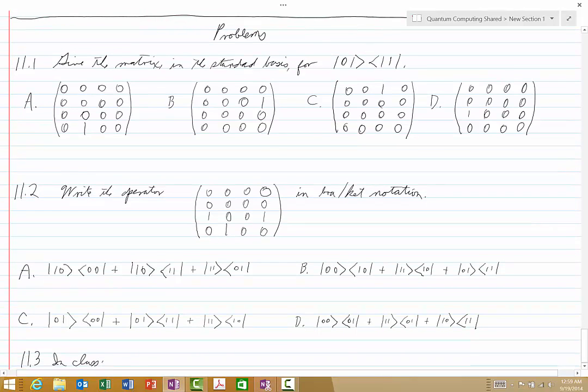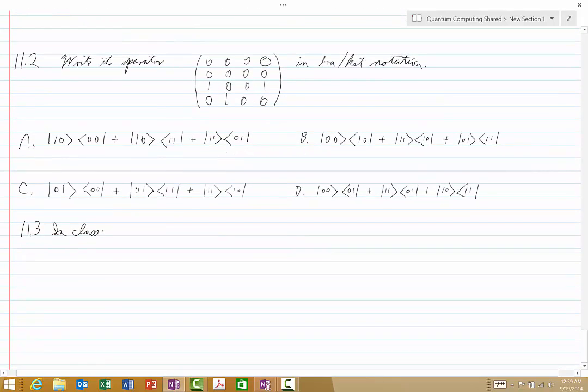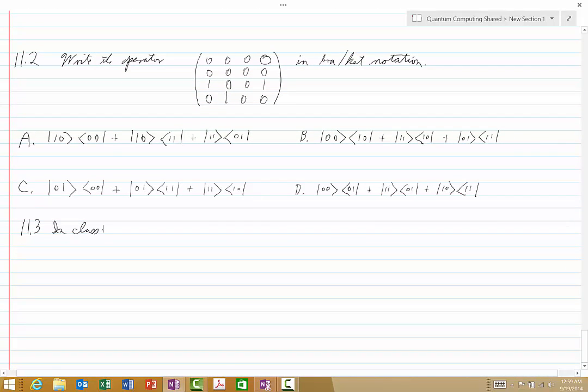And in 11.2, you're given a matrix operator and you're asked to find it in bracket notation, and we have these 4 choices given here. So you find which one is correct, and then in class we'll have one more problem. So good luck with those problems, and that concludes lecture 11.